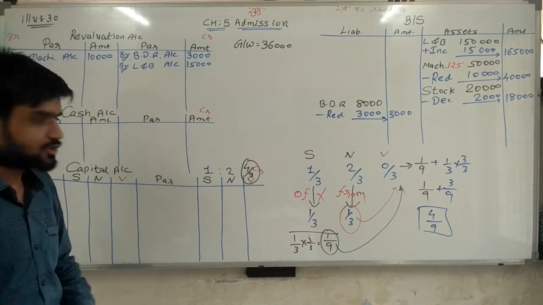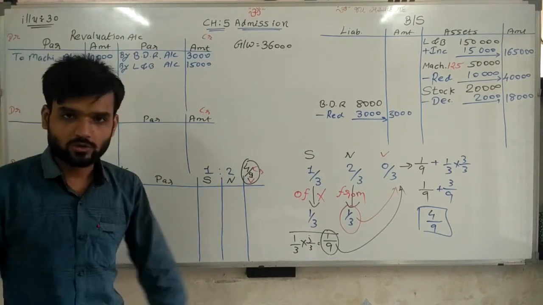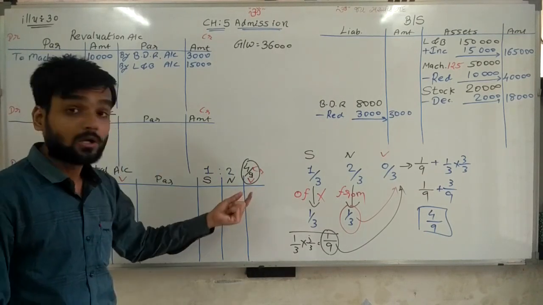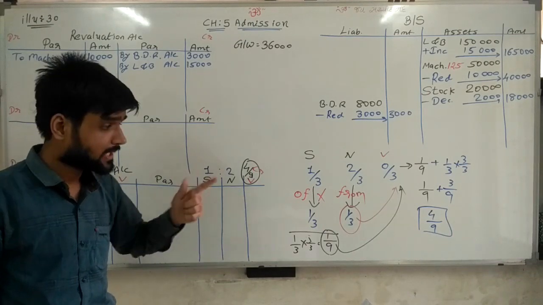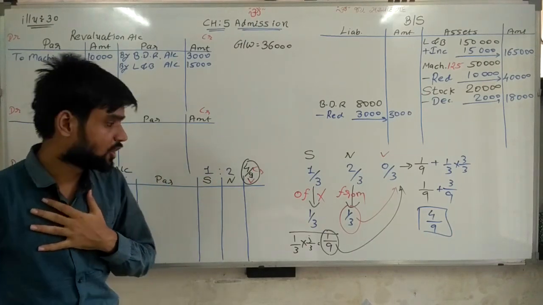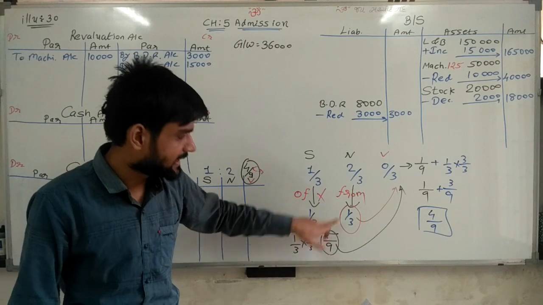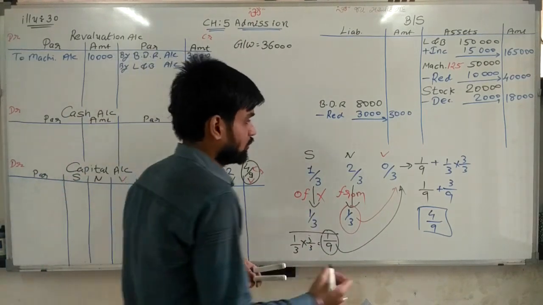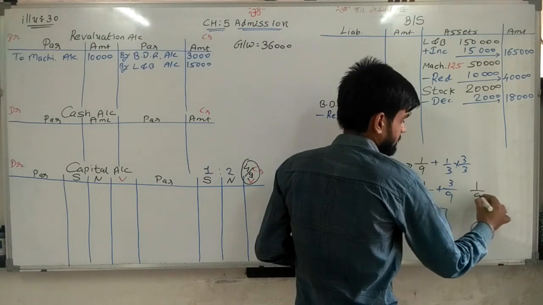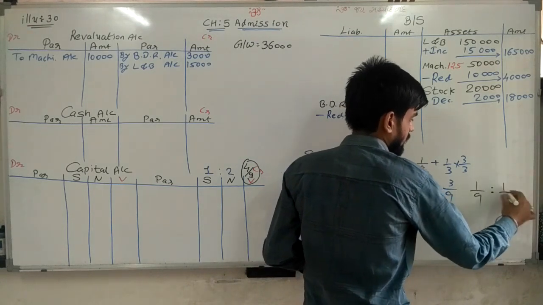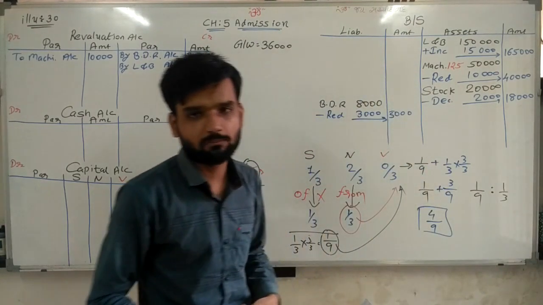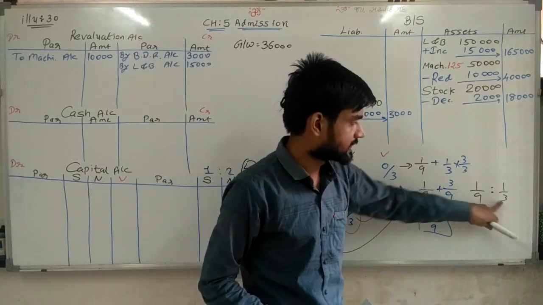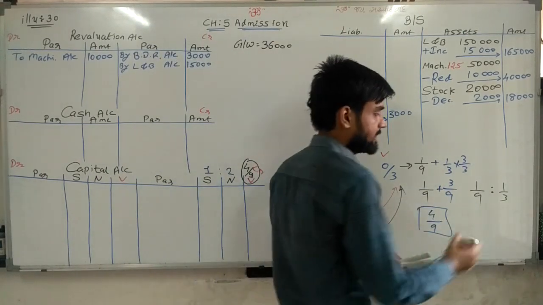4/9 is the ratio of Vijay. So now we have the share of Vijay, and we also have the value of sacrifice. 1/9 and 1/3 is the sacrifice ratio. Again, we cannot compare directly. Here 3, here 9, so make it the same.